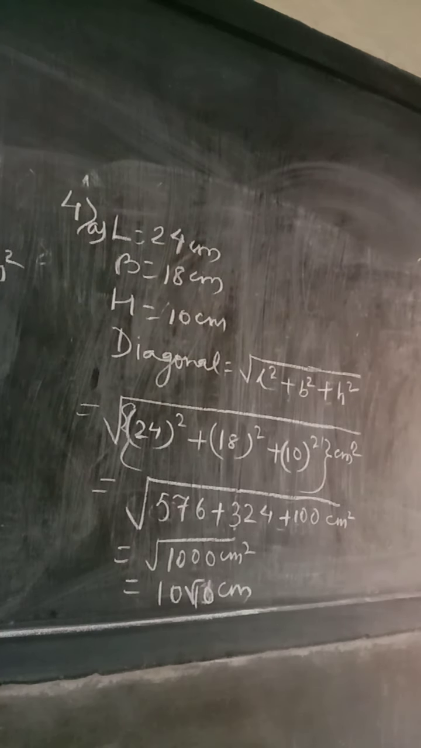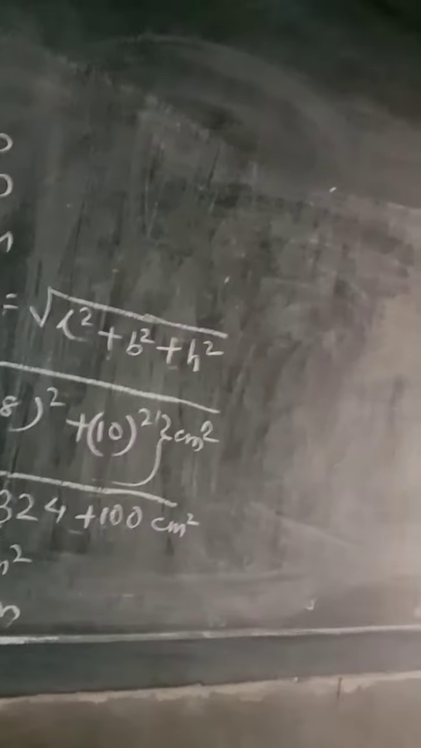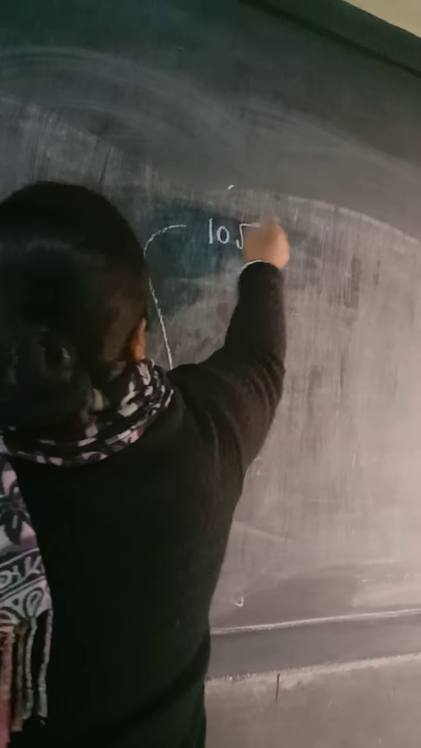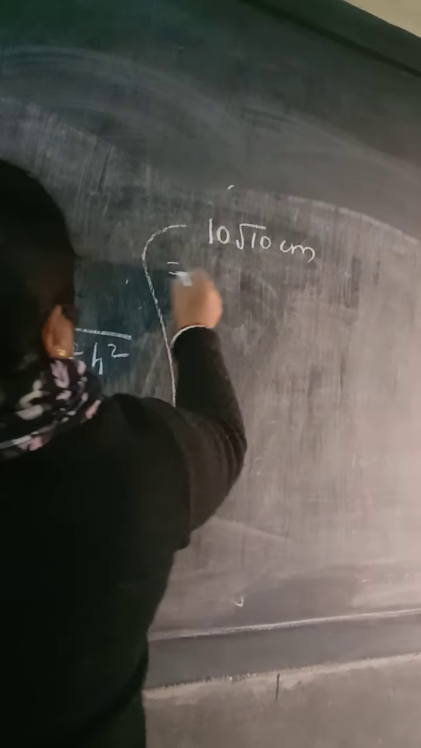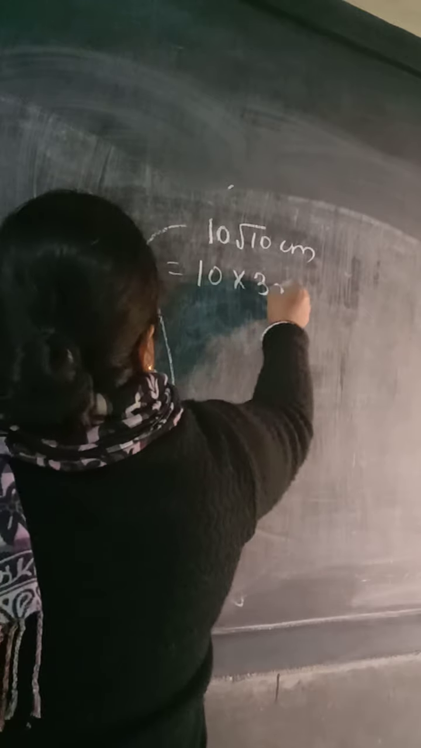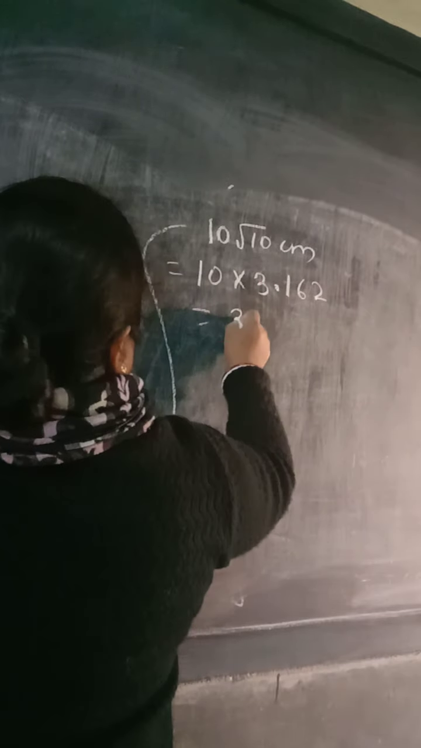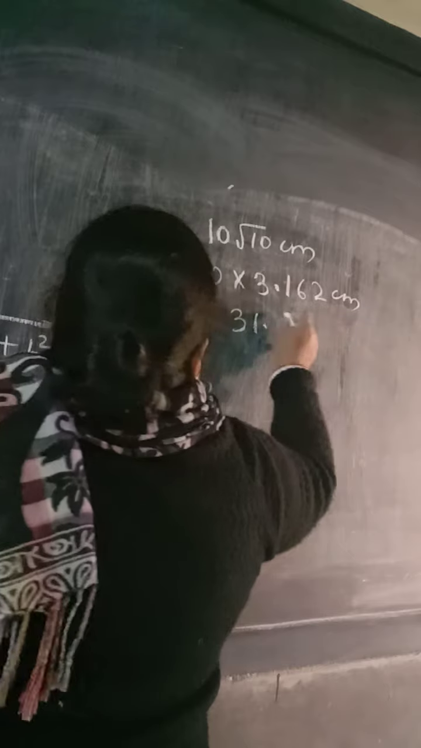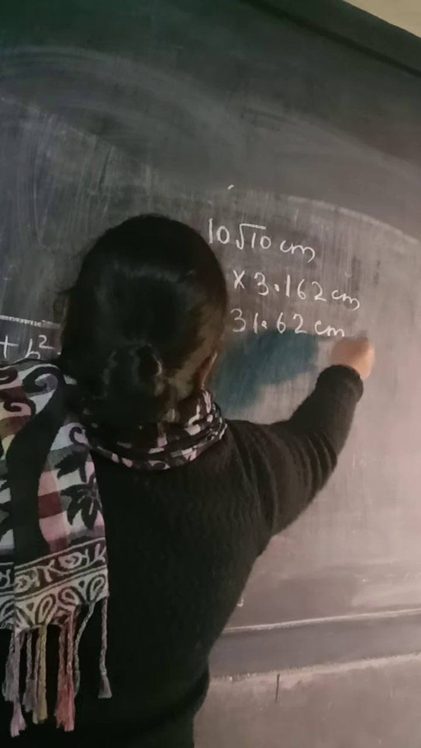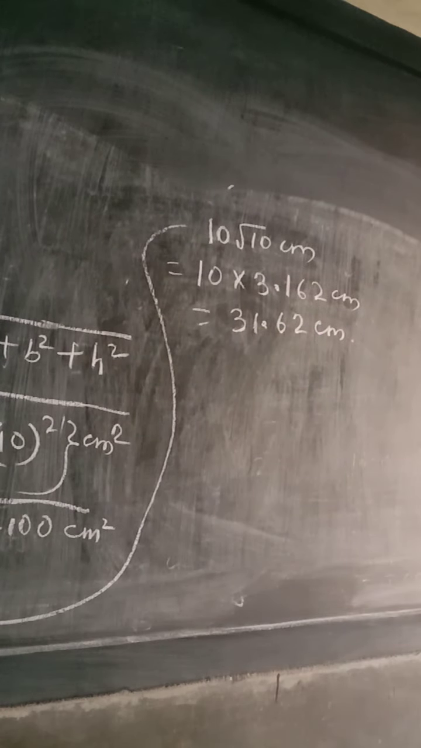Now the value of root 10 we have to put here. That is the work you have to do. We have got 10 root 10 centimeter. Now root 10's value is 3.162. When it is multiplied, it gives you 31.62 centimeter. Here you have to work this. You know how to find the square root. Then you have to get the square root of 10, or whatever it comes, then you have to place the value, and then at last you have to multiply.